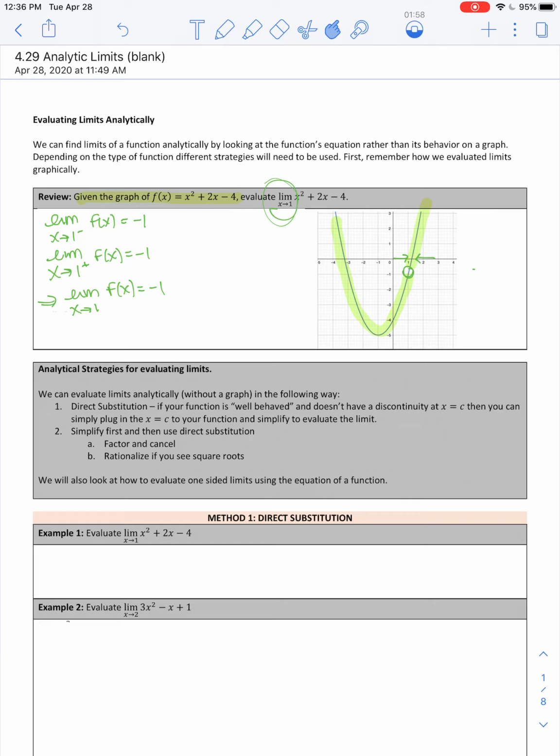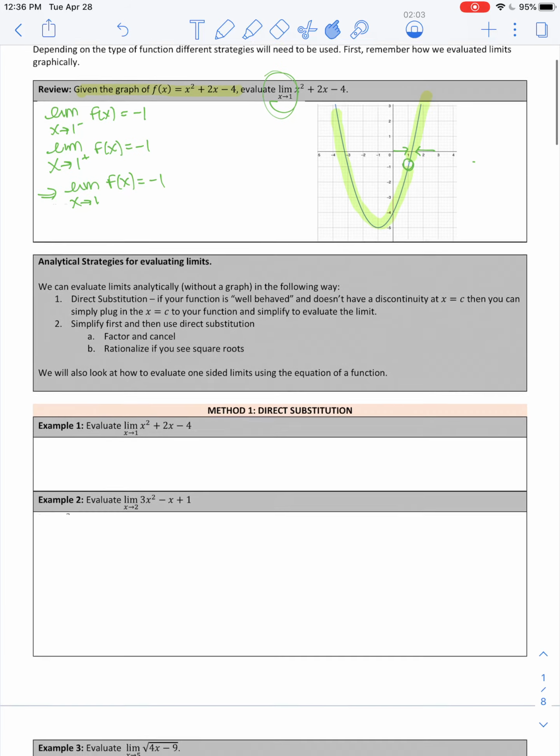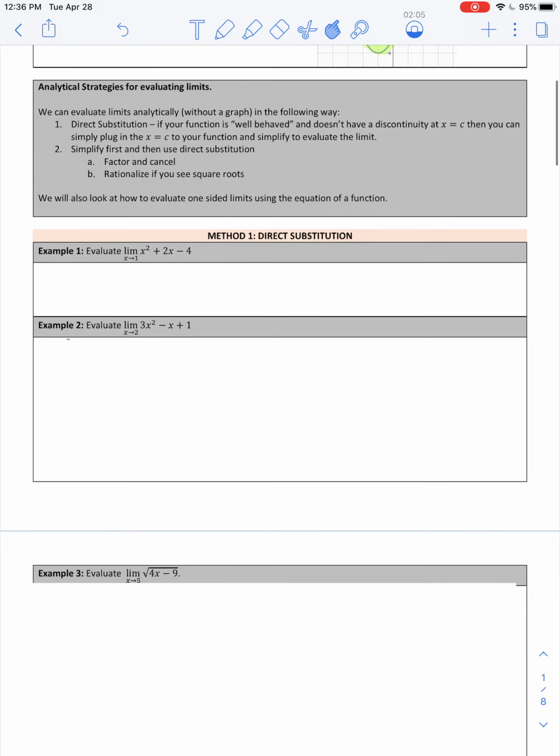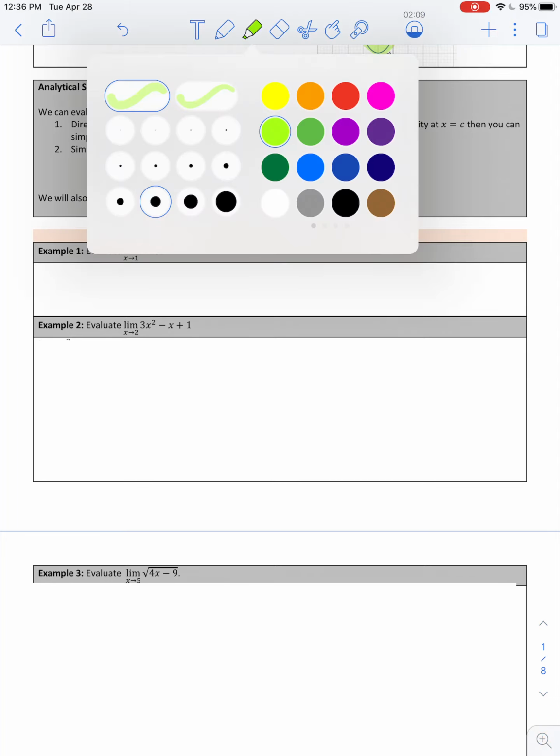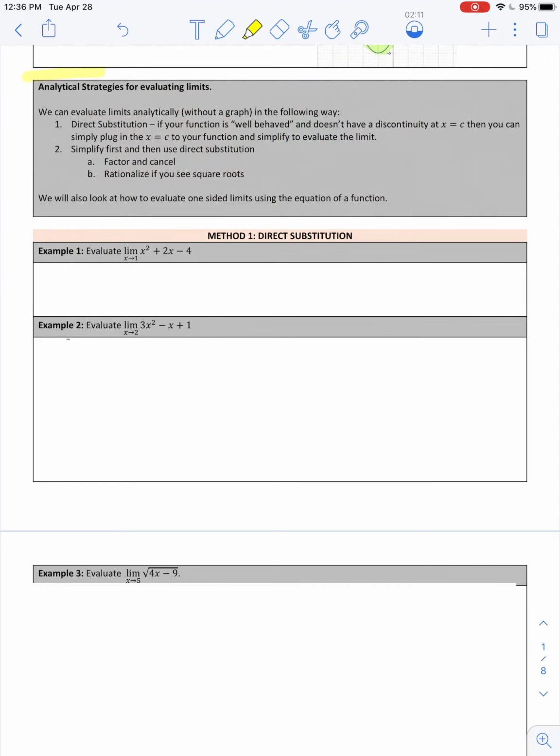The rest of these notes is all about how to analytically solve for these limits, evaluate these limits. So this is doing a lot of algebra. You might want to pause the video right now and, if you haven't yet, read through these strategies, and then meet me at example 1 when you're ready.